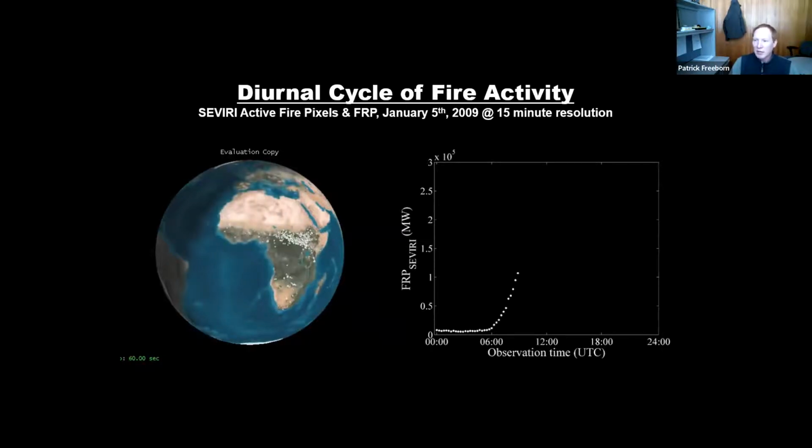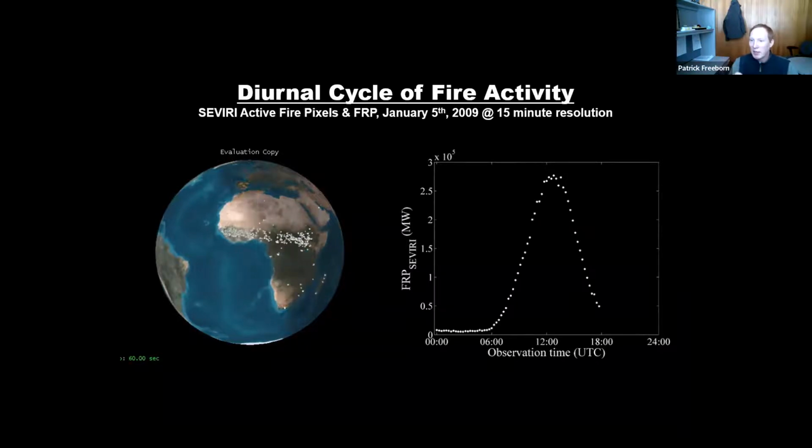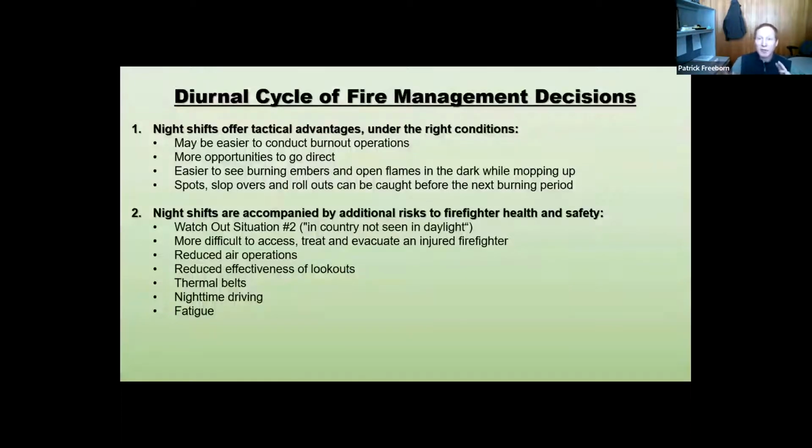You get decreasing fuel moistures, which results in faster spread rates, higher fire intensities, larger instantaneous active fire areas, until you get to a peak in FRP, and then it begins to decay as the sun sets and then tails off into the night. And so the diurnal cycle of fire weather and fire activity is followed by the diurnal cycle of fire management decisions, and specifically what to do or not to do during a night shift.